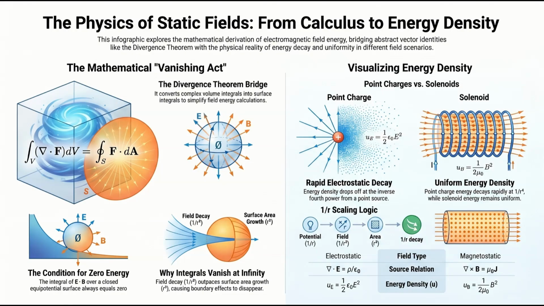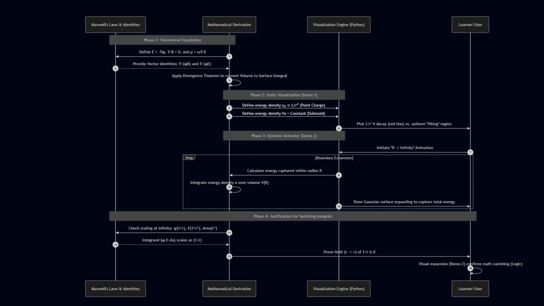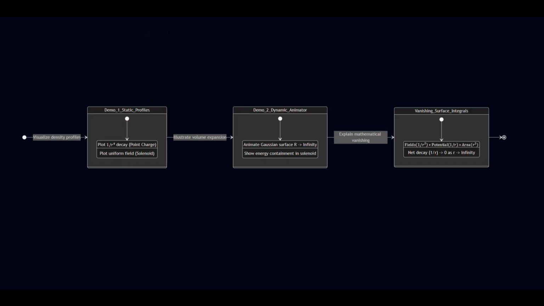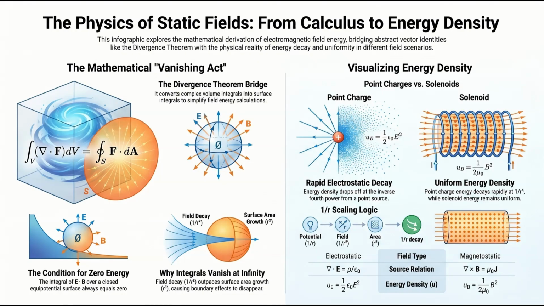Here, the sheet highlights a stark contrast. The energy of a point charge is shown to fade away extremely quickly as one moves further away, whereas the energy within a solenoid remains contained and uniform. The journey then moves into dynamic animation, which breathes life into the math by showing the behavior of boundaries. By animating an expanding boundary, the diagram illustrates the increasing volume required to capture all the energy in a system.